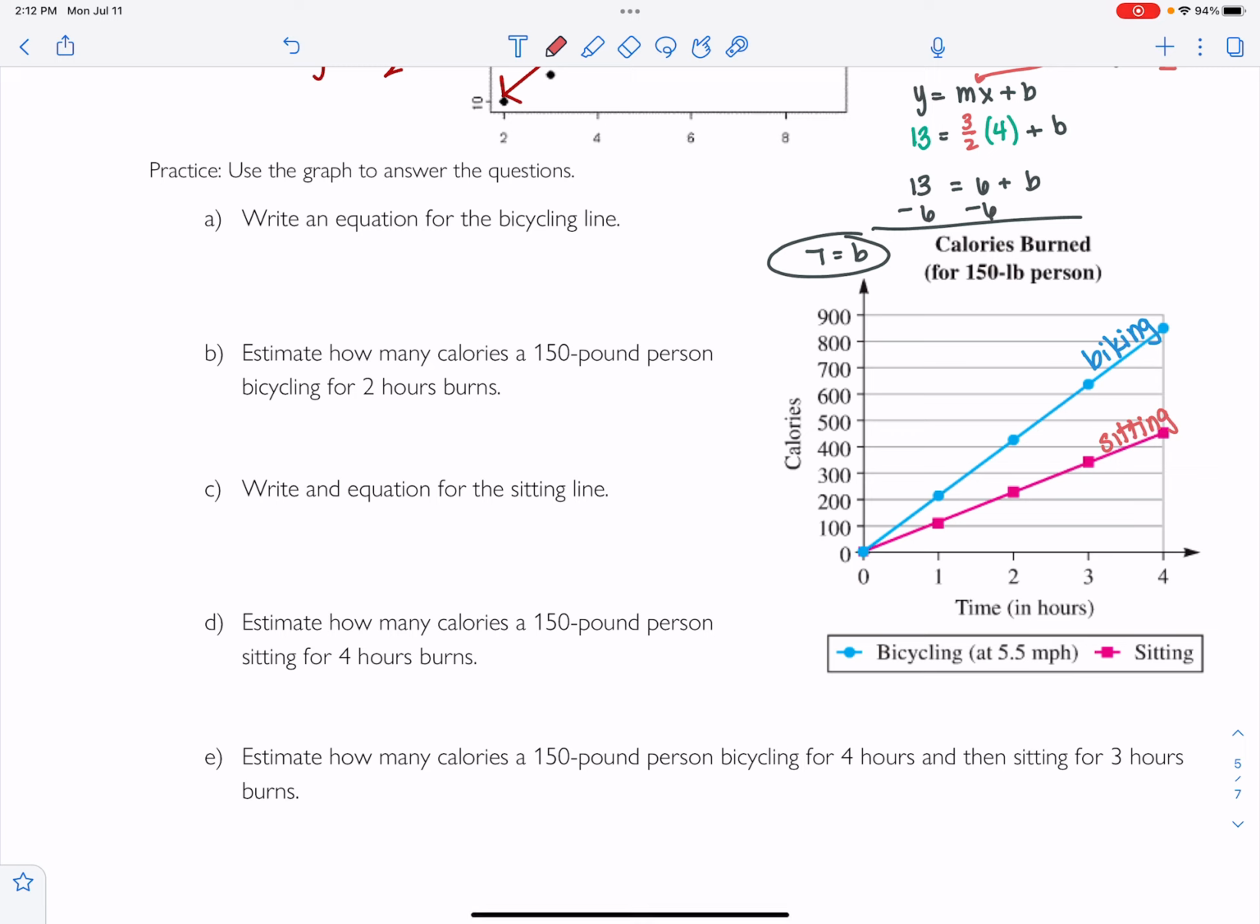The first question says, write an equation for the bicycling line. So that's going to be that top line, my blue line. So I need to write an equation. So pick 2 points and then find the equation like we just did.